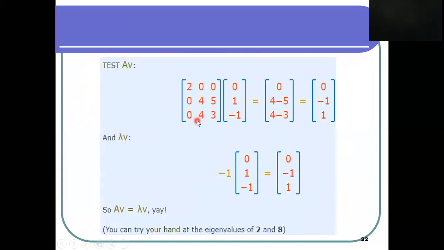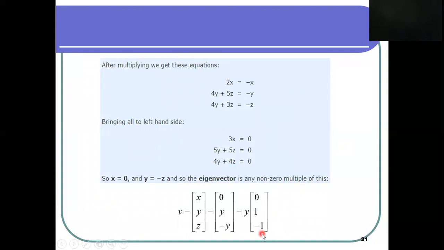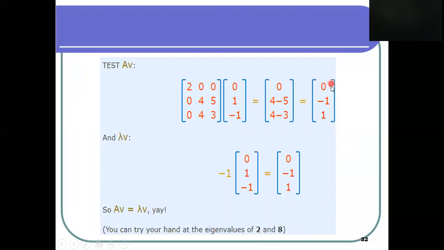In that case, Y is a free variable, so this is your eigenvector corresponding to eigenvalue minus 1. Similarly, you will have to test whether this is correct or not. You just multiply A with V, the eigenvector, and you will get 0, minus 1, 1. If you take the minus as common, you get back the same result, that is 0, 1, minus 1. Or you can multiply AV, then you will get 0, minus 1, 1, and then lambda times V. If the results are the same, you can say the eigenvalue and eigenvectors which we have calculated for this 3 by 3 matrix are correct.